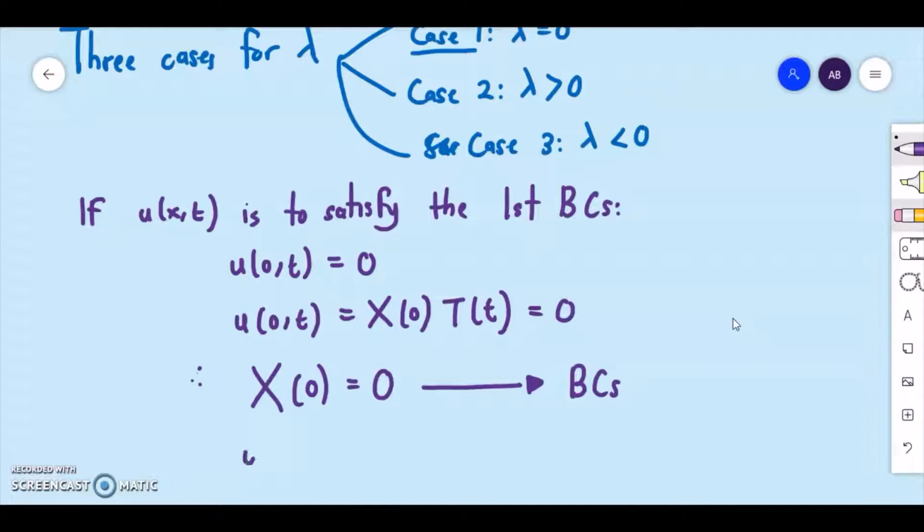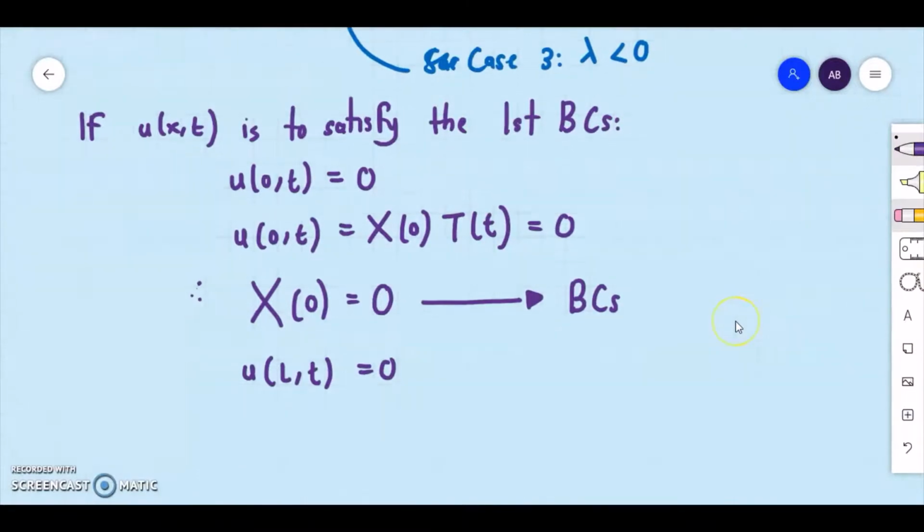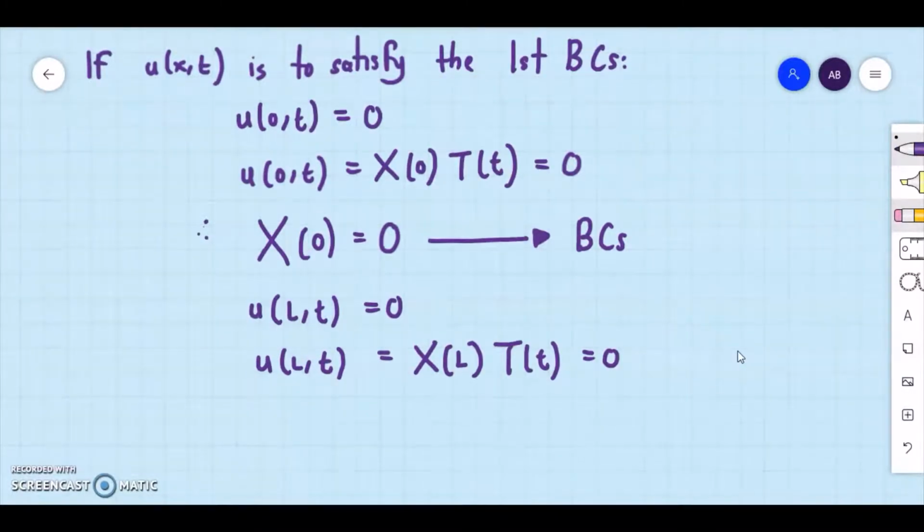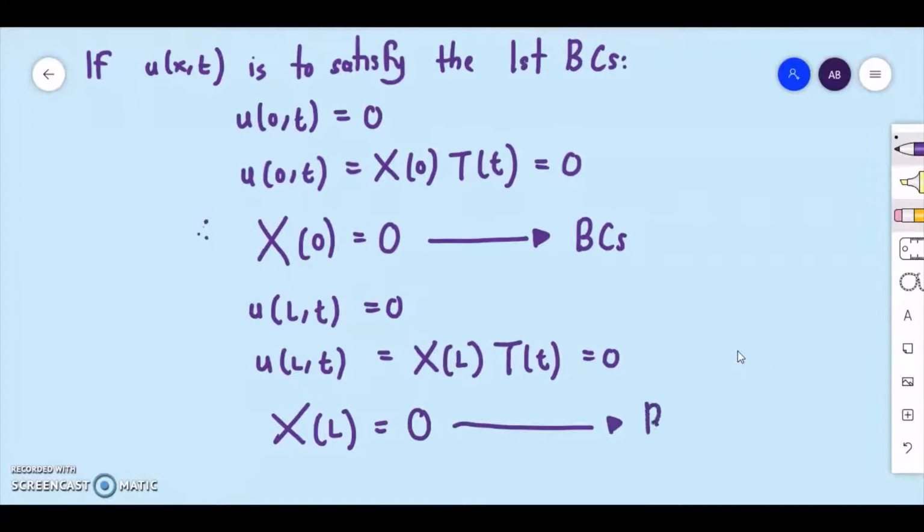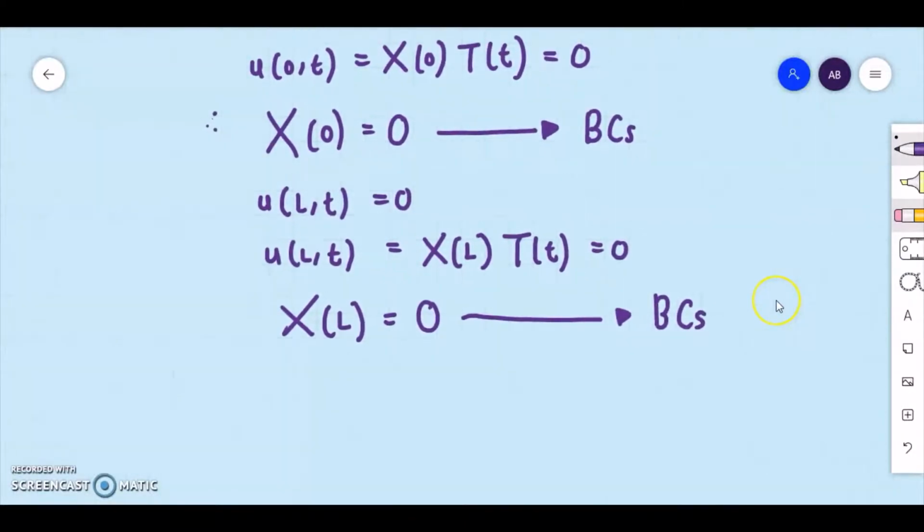Now the second condition, similarly, we have u(L,t) equals 0. That means when x is L, I will have this equation, and similar to the concept that we applied earlier, that gives me X(L) equals 0. This is my second boundary condition. So let's just consider the big X term that we have obtained just now. We're going to consider three cases.